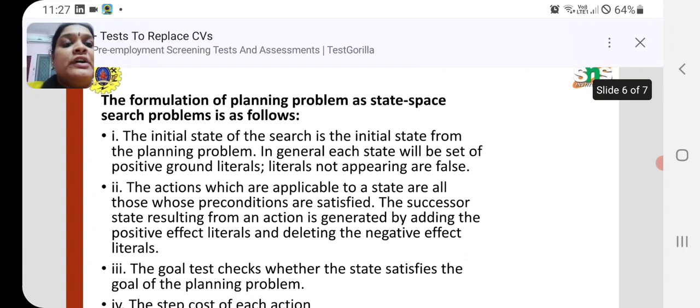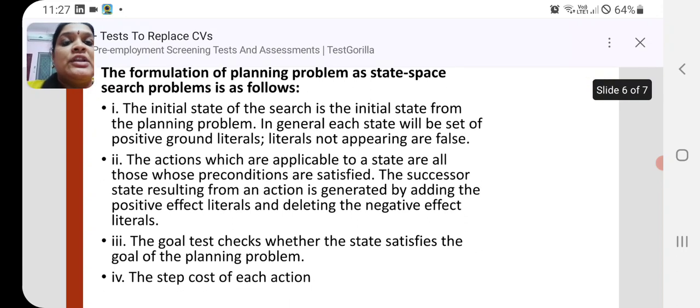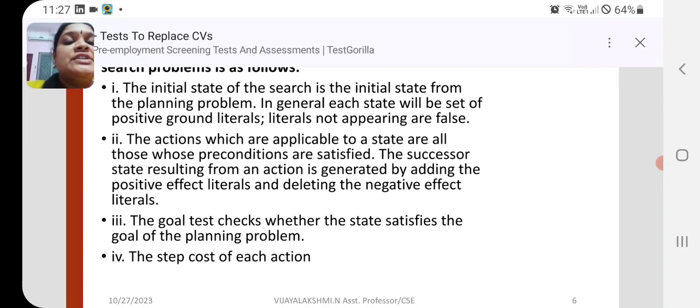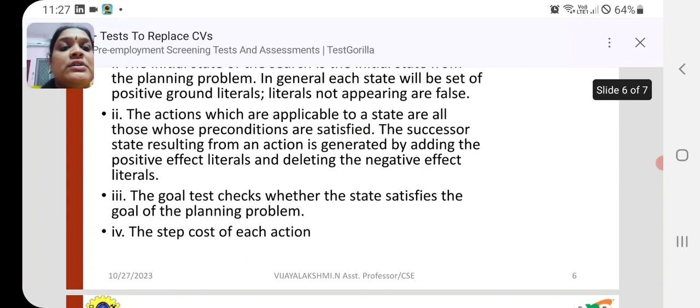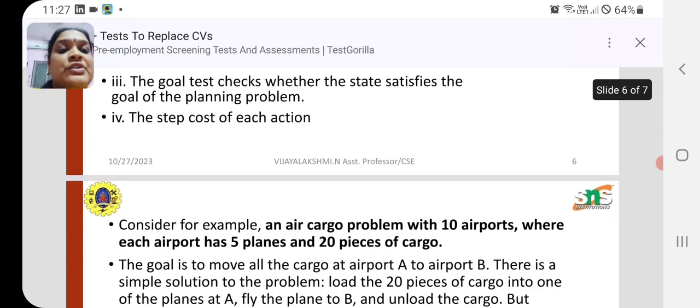The formulation of a planning problem as a state space search is as follows. We start with the initial state of the search from the planning problem. Each state will be a set of positive ground literals, and literals not appearing are false. The successor state resulting from an action is generated by adding the positive effects. So it will start with the initial state, a sequence of actions will be performed, followed by the goal state, and we need to consider the cost of each action too.